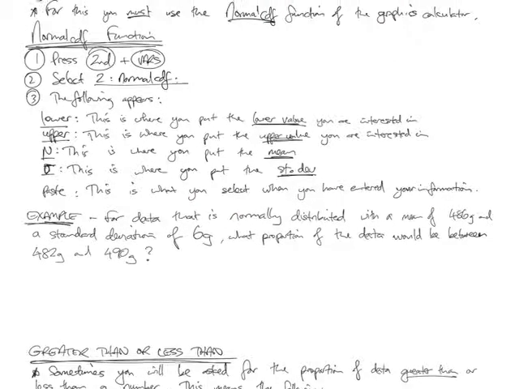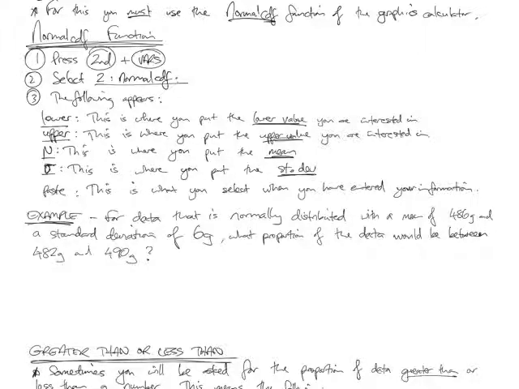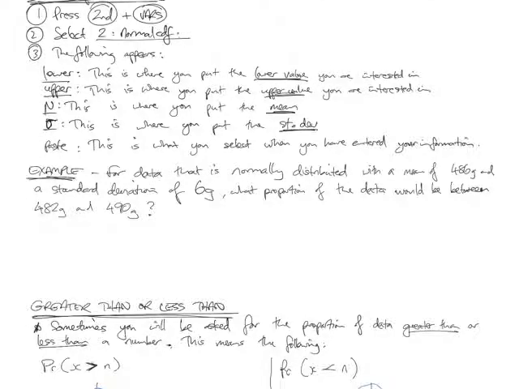Unfortunately I can't show you the calculator screen because this is on the iPad, but I can show you what I'm going to put in. So for data that's normally distributed with a mean of 486 and a standard deviation of 6, what proportion of the data would be between 482 and 490 grams? Going on with that example, just like the instructions I just gave you, you would go second, vars, select NormalCDF. This is what you would put as an answer to your question. You would put your graphics calculator entries.